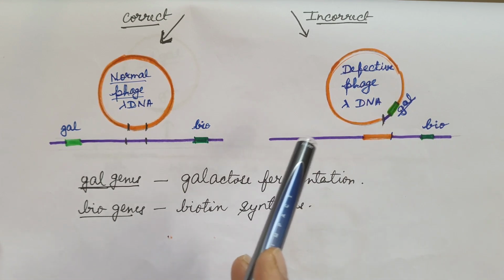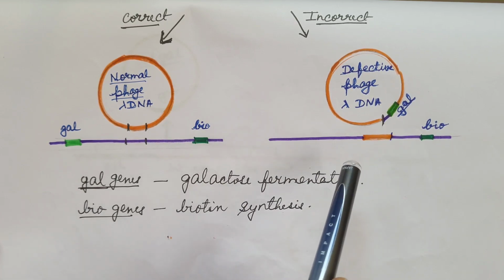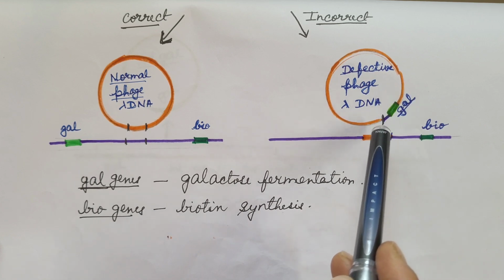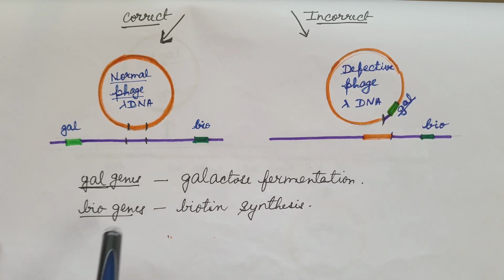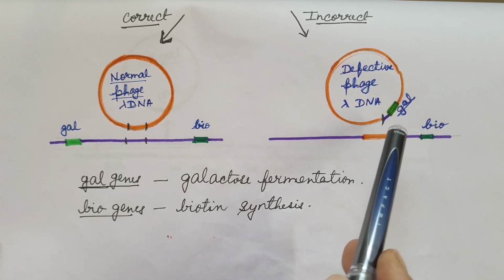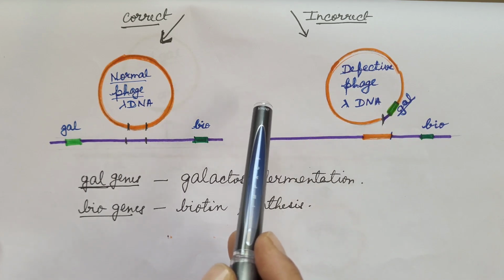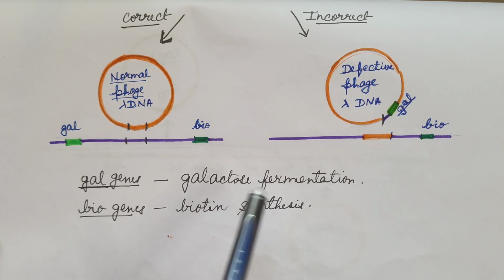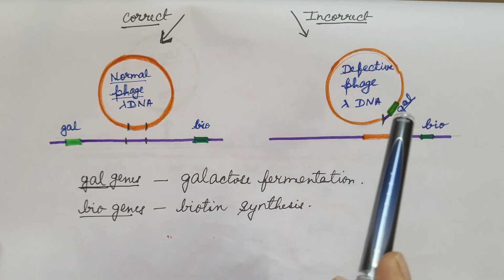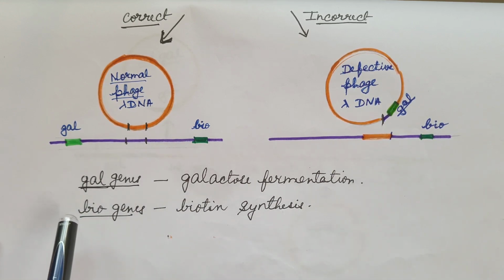These are released by the lysis of the host cell and then transfer the donor bacterial genes to the new bacterium, that is known as the recipient bacterium. So, here transduction occurs by the phage lambda DNA, that is, the donor bacterial genes are transferred to the recipient bacteria. Hence, it is known as the transducing phage particle. Here the gal genes are for galactose fermentation and bio genes are for biotin synthesis.